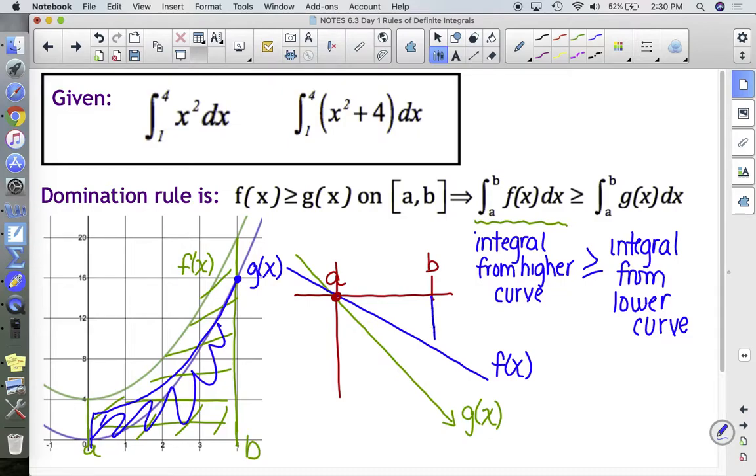So if I did the integral from my blue curve, my higher curve, let's say that came up -10, making up these numbers. My integral for that same interval for my green curve might be something like -20. Well, -10 is bigger than -20, so it's still true. So therefore, this is a rule that holds no matter where the curves are: the higher curve's integral value is higher than the lower curve's integral value.